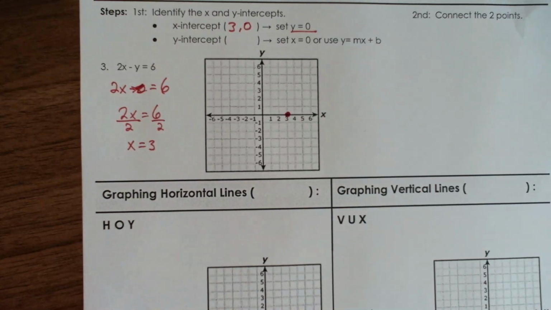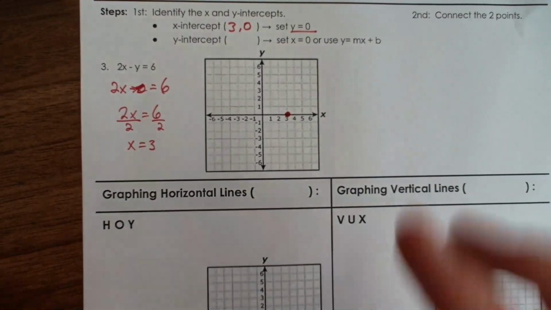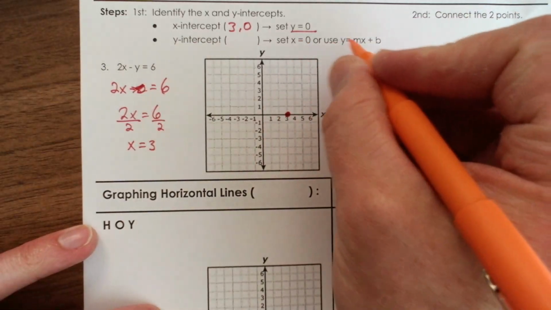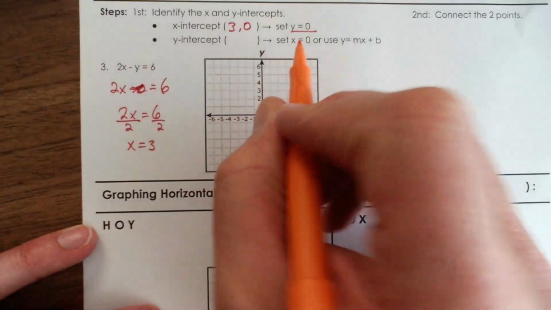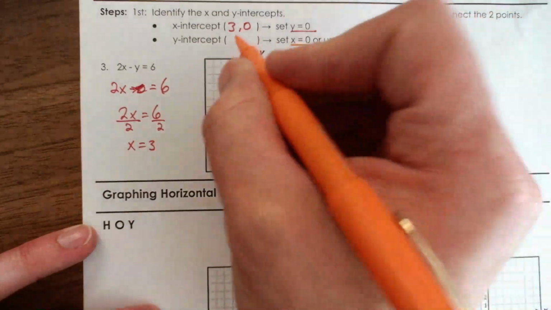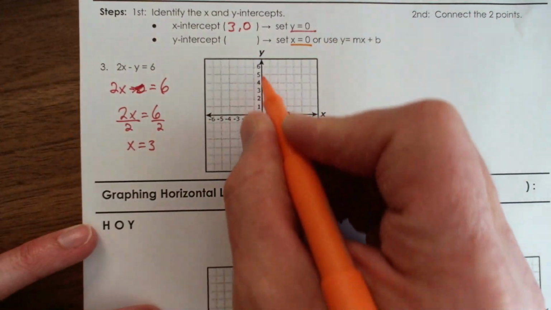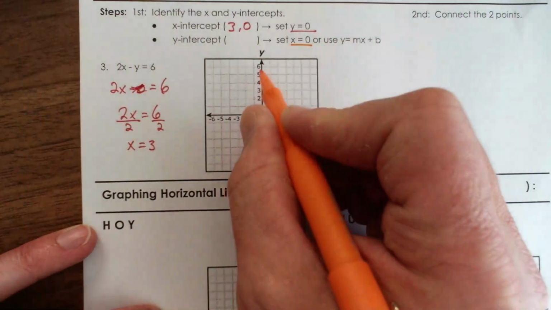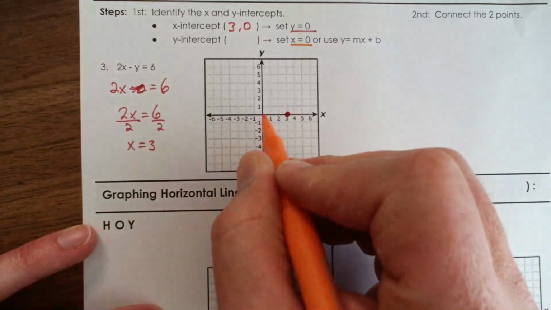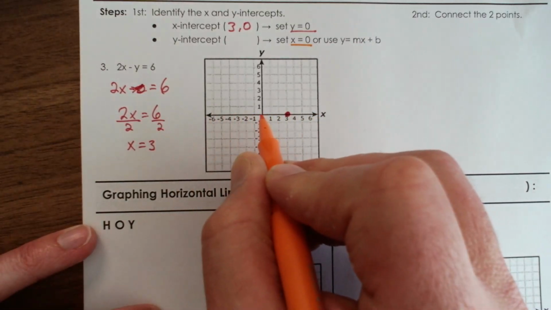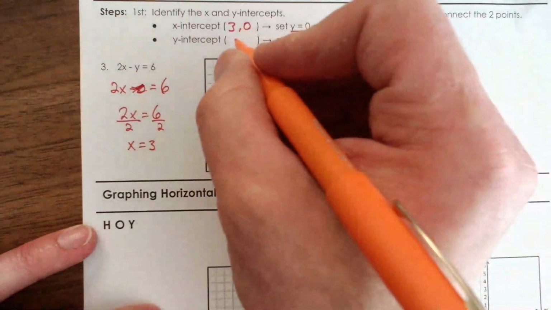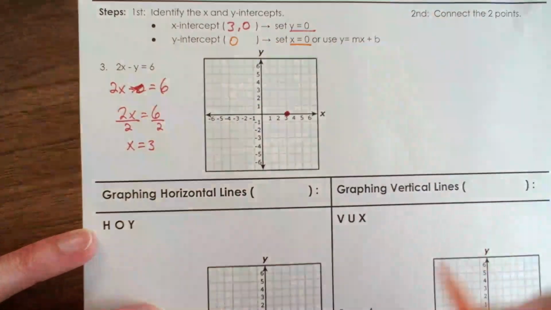Okay, let's take this a step further. Let's talk about the y-intercept. Now, for the y-intercept, I can either use slope-intercept form, which it's not in, or I set my x equal to 0 for the same reason. If I'm looking for my y-intercept, I don't know what my y is going to be, but I know my x is not positive and not negative. My x is 0. So my x value here is going to be 0.